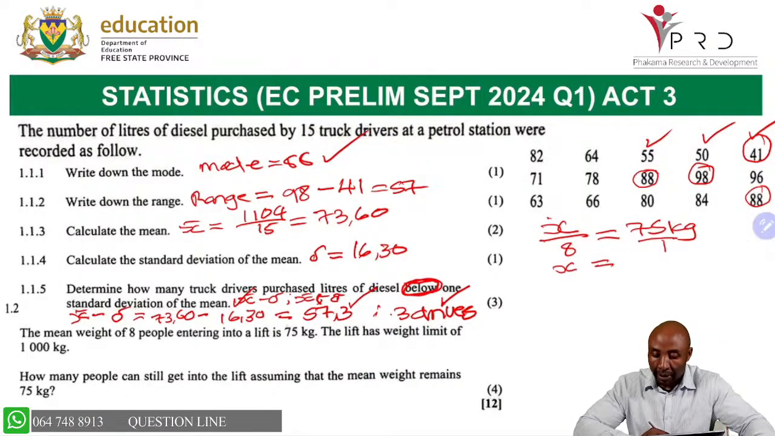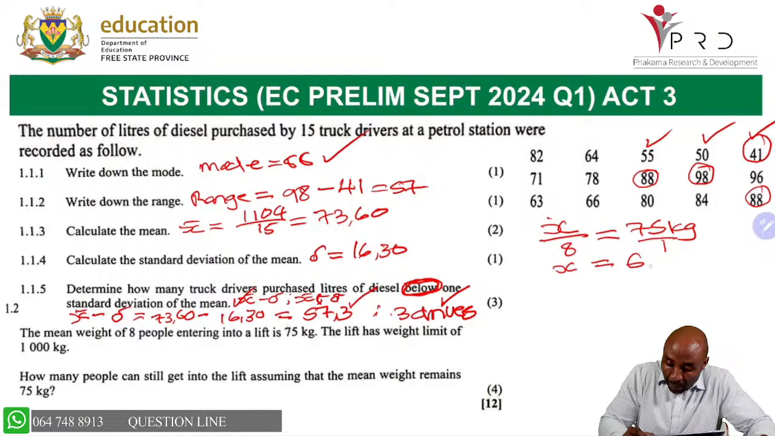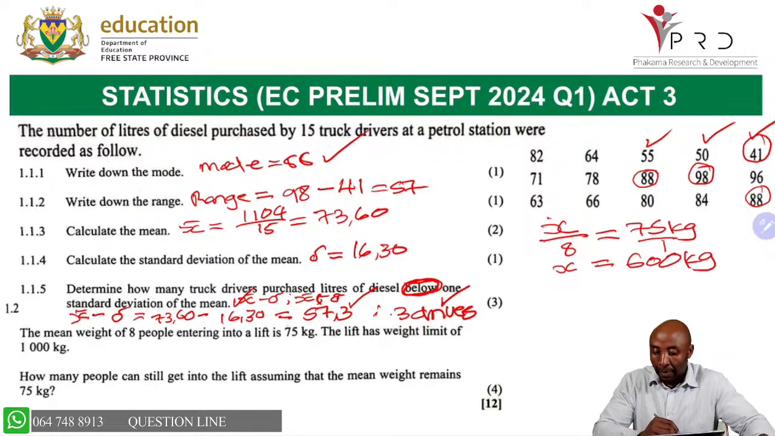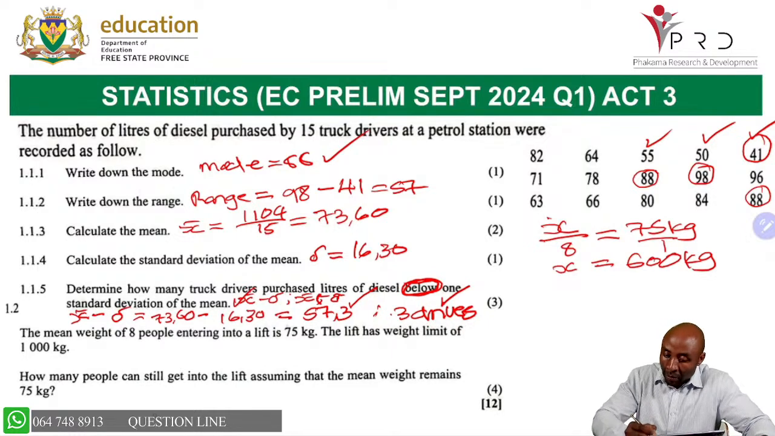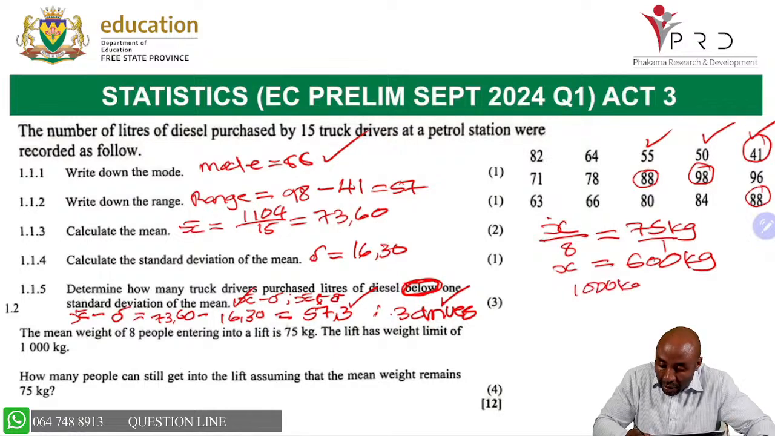Welcome back. Sorry about that. So this will give us a mass of 600 kgs. And now we want to see how many people can still get into the lift, assuming that the mean weight remains as 75 kgs. So this is the mass of 8 people. It's giving us 600 kgs. So we want to find out the weight of more people that can fit in, and this will be 1000 kgs minus 600 kgs, and this will give us 400 kgs.